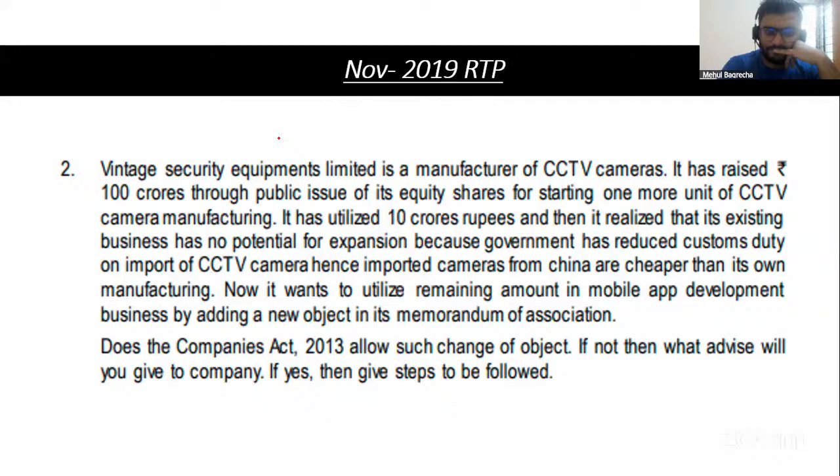If not, then what advice will you give the company? If yes, then give the steps to be followed. This is coming from an RTP. It's an important question. This has been asked several times. The same question has been asked several times in examination.